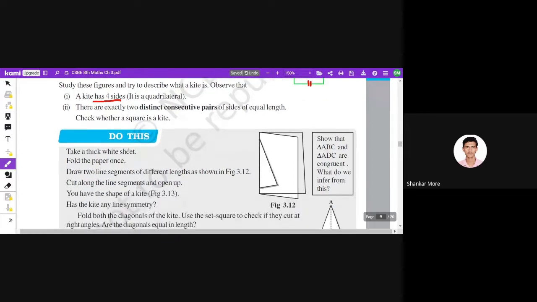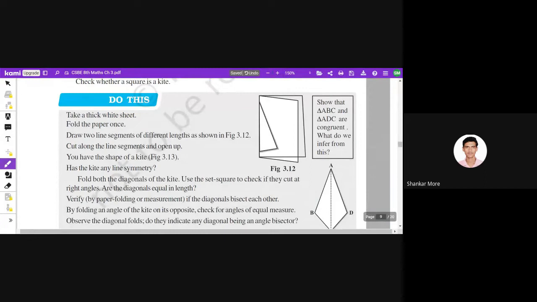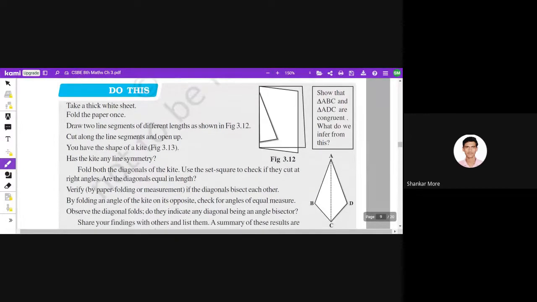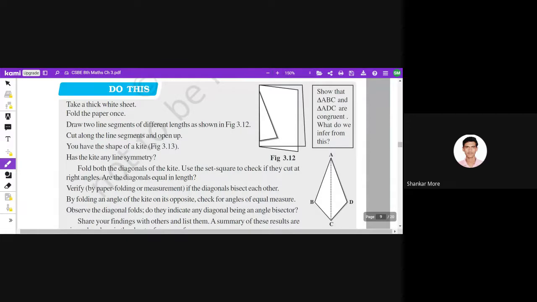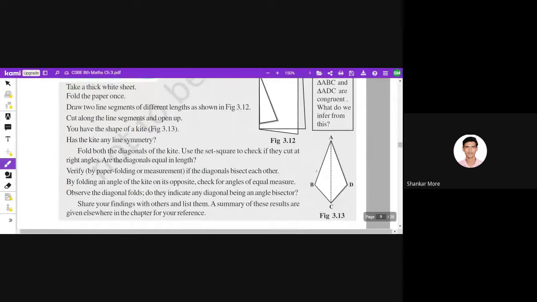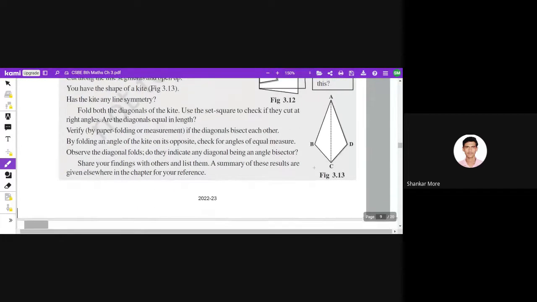Okay. Now we have again one activity. We have to take a thick white sheet, fold the paper once, draw one line segment of different lengths as shown in the figure, cut along the line segment and open up. You have the shape of a kite. So see, what you have to do is just fold the paper like this. See, this is the folded paper, and you have to cut it. So when you cut it, you will get a kite, right? So this will be one side, this will be the other side, and there will be pairs of equal sides, and your cutout will look like this. Okay, this figure A, B, C, D, and you will have a kite.